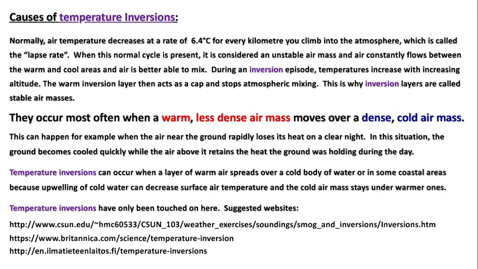They occur most often when a warm, less dense air mass moves over a dense, cold air mass. This can happen, for example, when the air near the ground rapidly loses its heat on a clear night. In this situation, the ground becomes cooled quickly while the air above it retains the heat the ground was holding during the day. Temperature inversions can occur when a layer of warm air spreads over a cold body of water, or in some coastal areas because upwelling of cold water can decrease surface air temperature and the cold air mass stays under warmer ones. Temperature inversions have only been touched on here. Suggested websites follow.